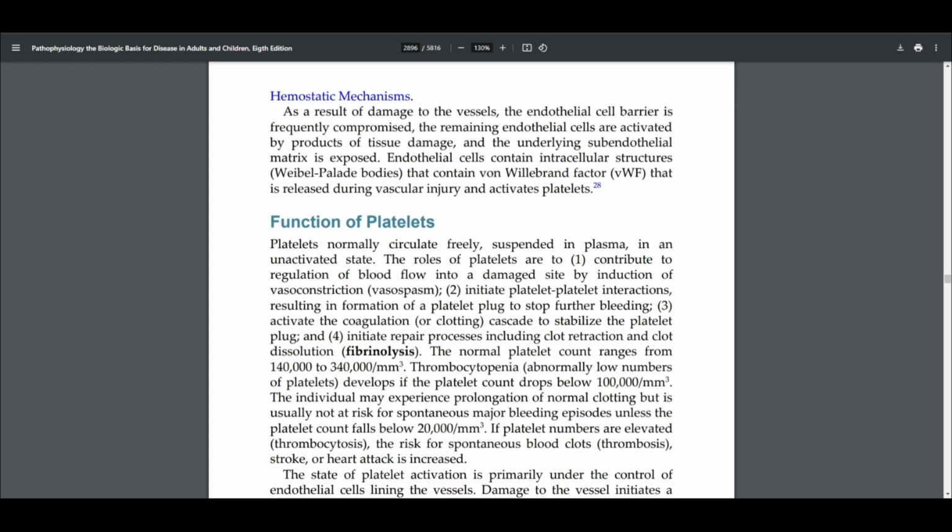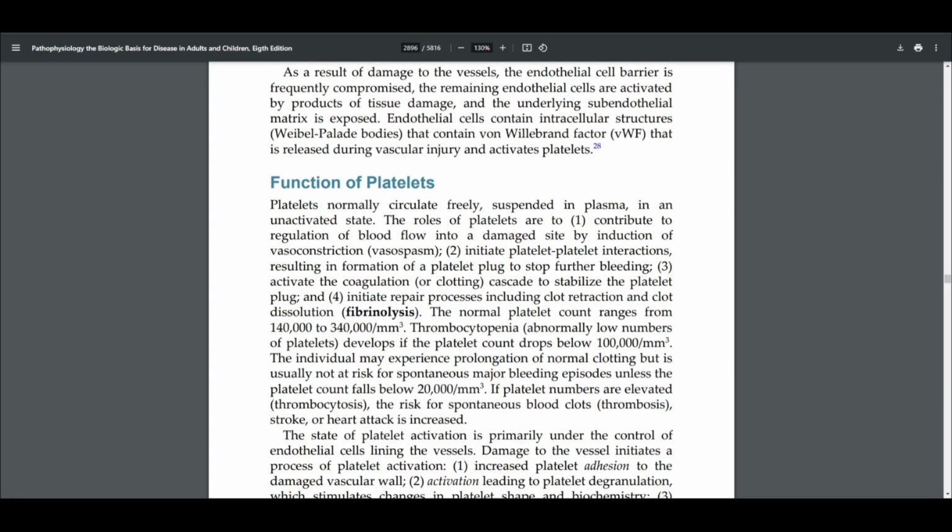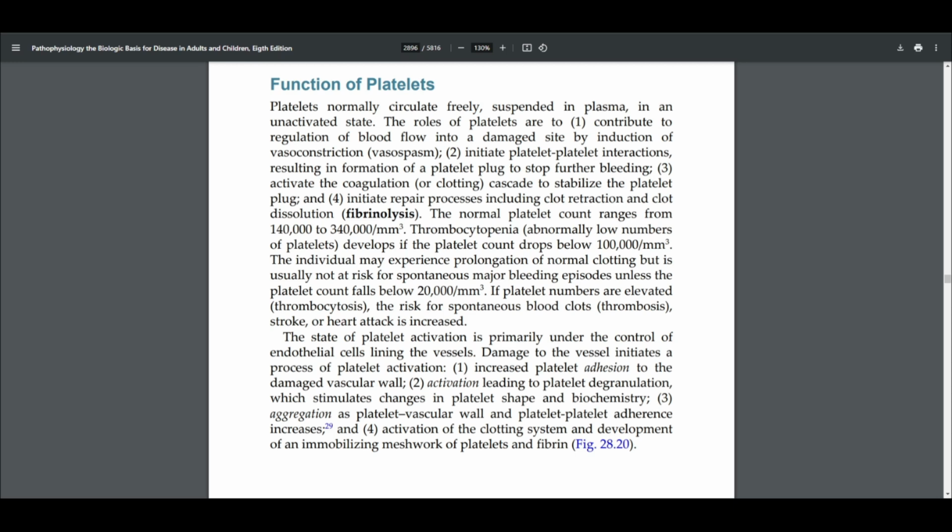As a result of damage to the vessel, the endothelial cell barrier is frequently compromised. The remaining endothelial cells are activated by products of tissue damage, and the underlying subendothelial matrix is exposed. Endothelial cells contain intracellular structures that contain von Willebrand factor, which is released during vascular injury and activates platelets. So, the function of platelets.